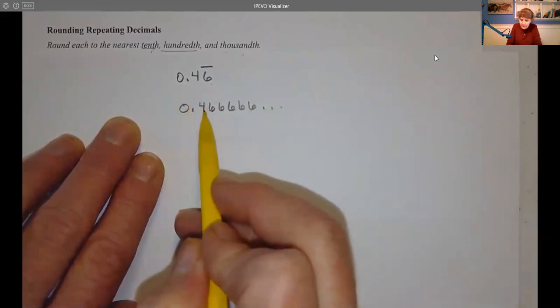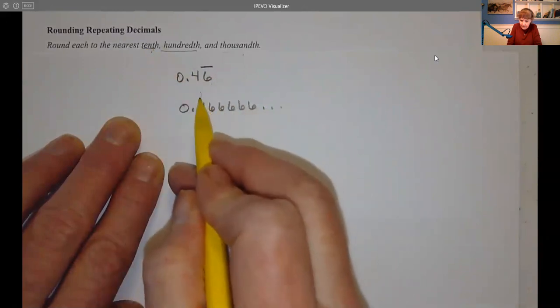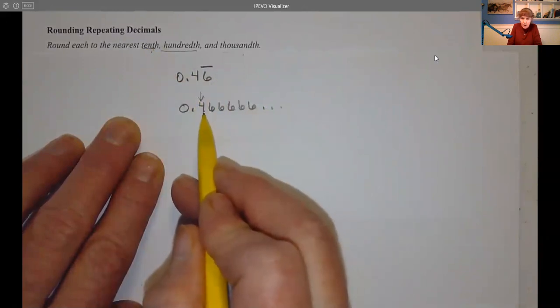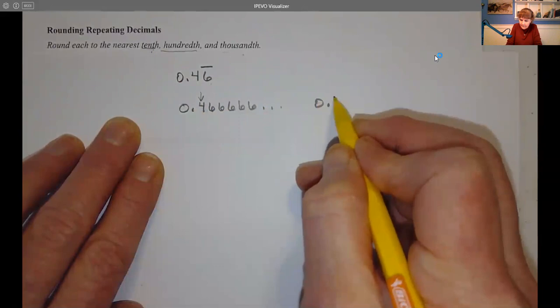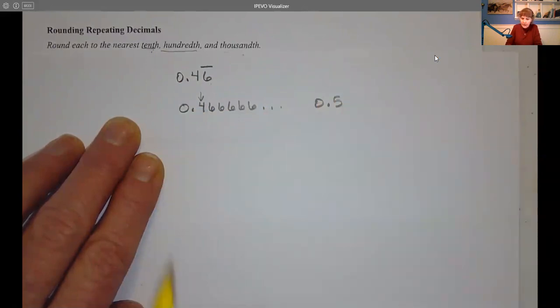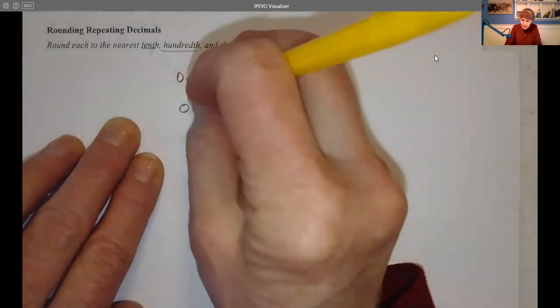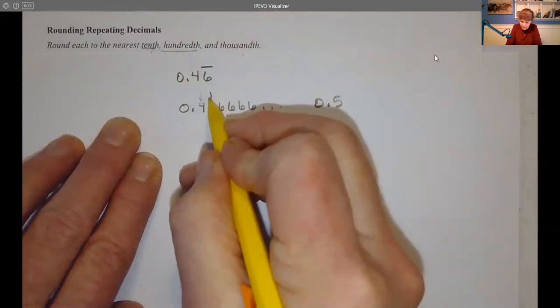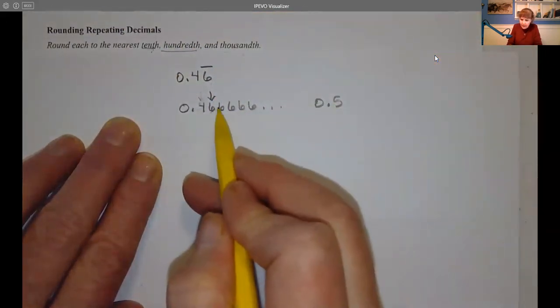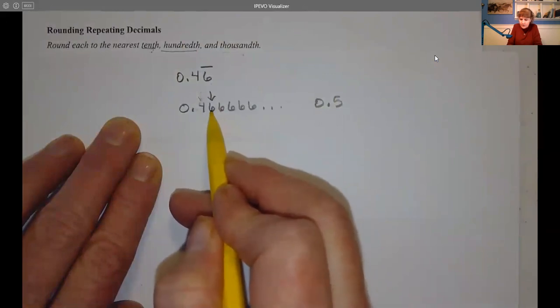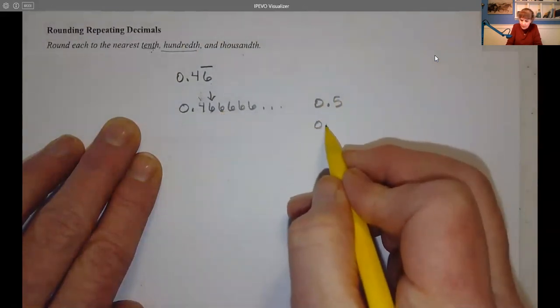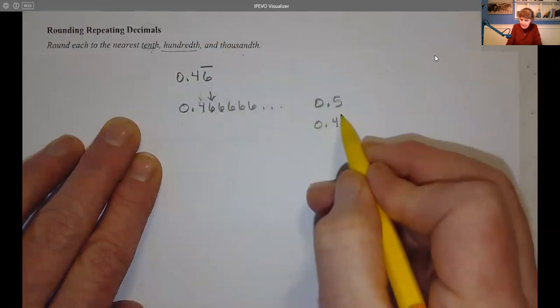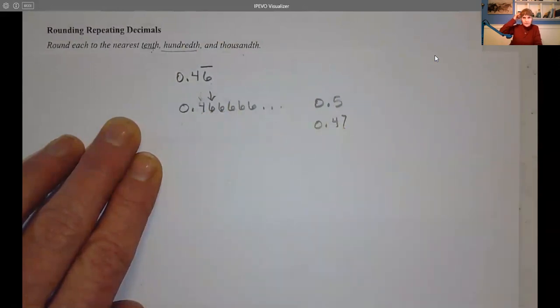So let's start with the 10th. You go to the 10th spot. You look to the right. It's 5 or larger. So to the 10th will be 0.5. And then you drop everything after the 10th spot. The 100th will go to the 100th spot. We'll look to the right and we'll increase the 6 to a 7 because that's 5 or larger. So for the 100th, we have 0.47. So after the 100th, you drop stuff.